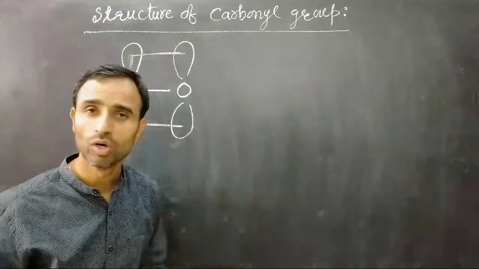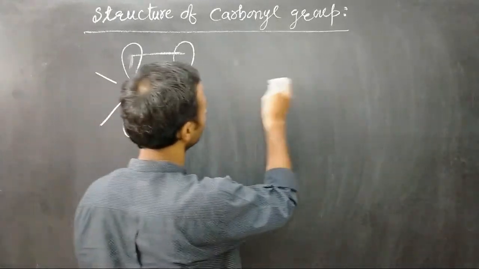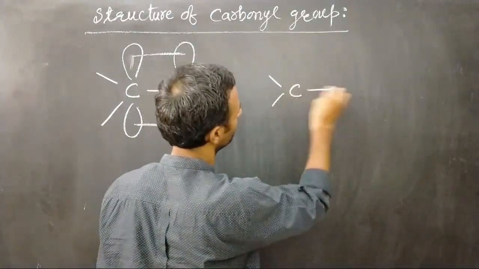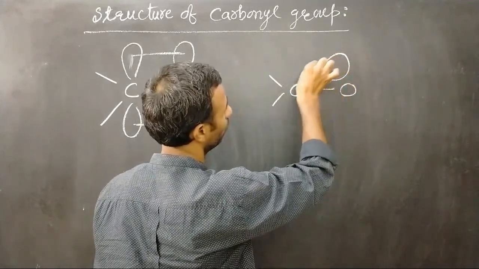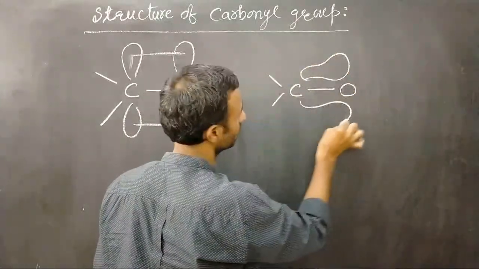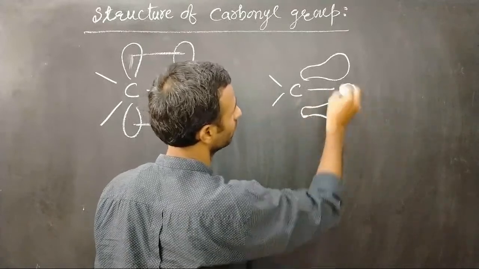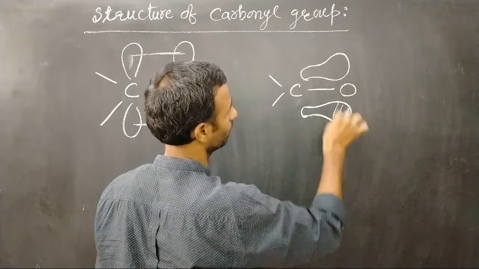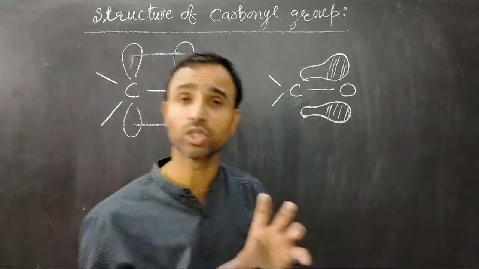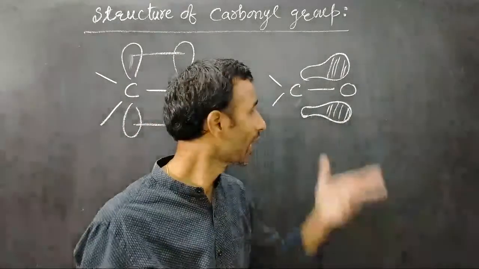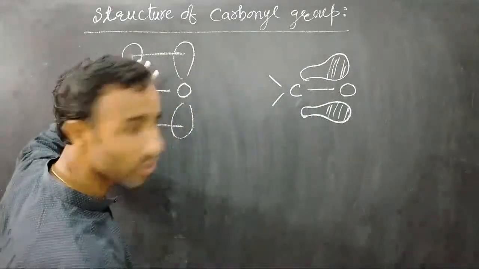Between carbon and oxygen. But when this bond is formed, the pi electron cloud is more towards oxygen. Electron density is more towards oxygen. It is not a symmetrical electron cloud. It has an unsymmetrical pi electron cloud. This is the pi bond formed.